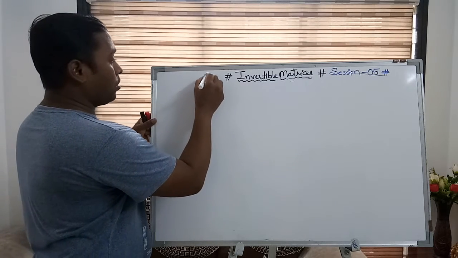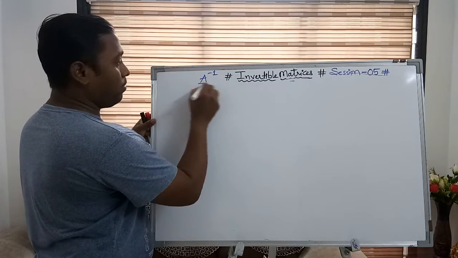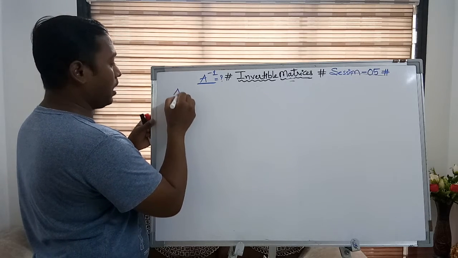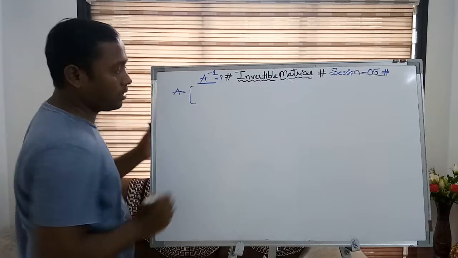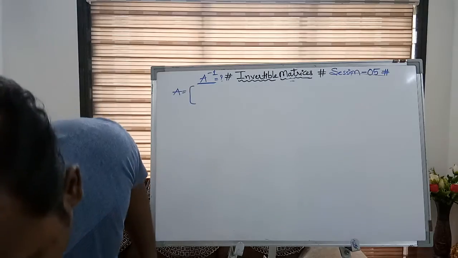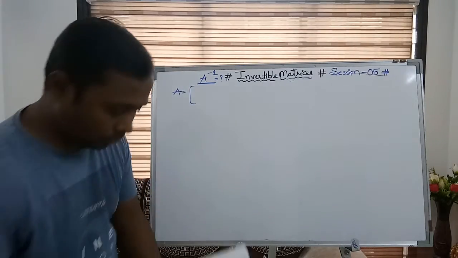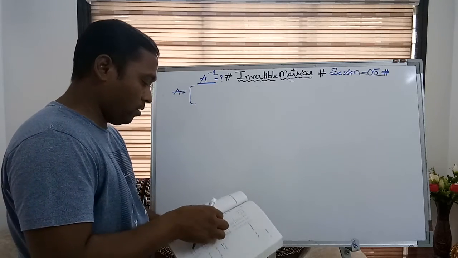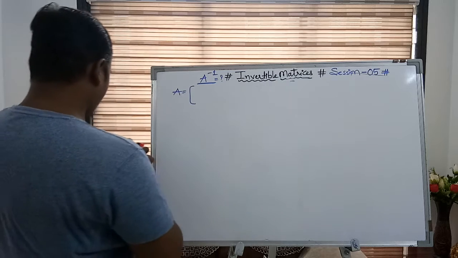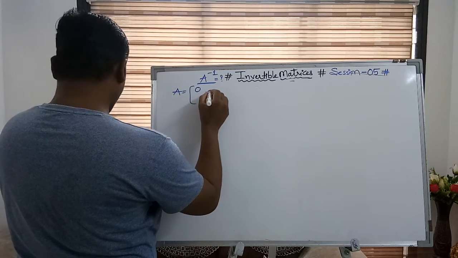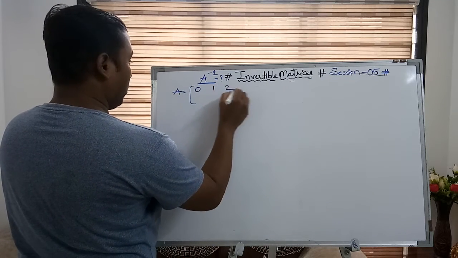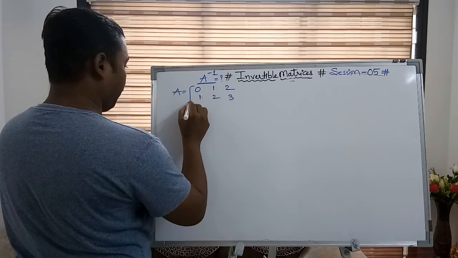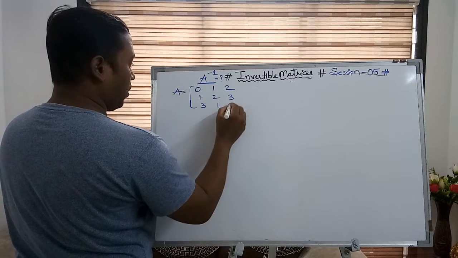Find the inverse of the matrix, that is A power minus 1. This is the question, where the matrix is given as... I am taking a textual question so that we must be very clear. That matrix is given as 0, 1, 2, 1, 2, 3, 3, 1, 1.